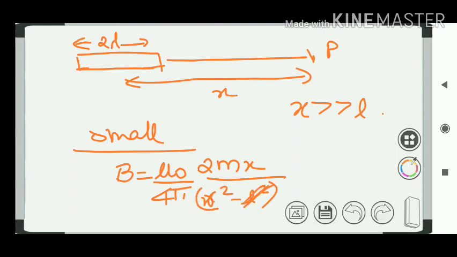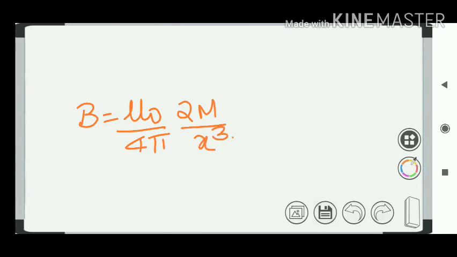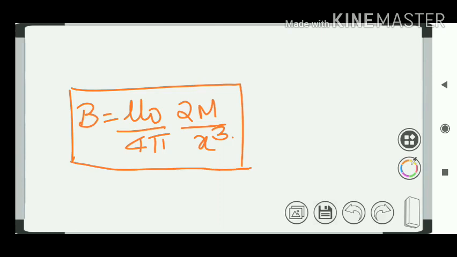So what happens when L square goes off and there is a square outside? It becomes x raised to 4. So out of this, one x and one x in the denominator go off, and you can write the equation as B is equal to mu 0 by 4 pi 2m by x cube. This is the expression for the magnetic field along the axial position of a bar magnet. Easy peasy. Now similarly we will do it for the equatorial position also.